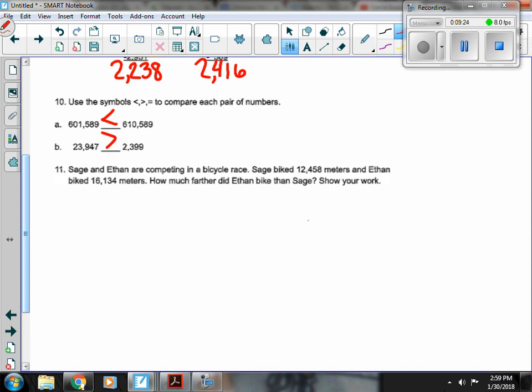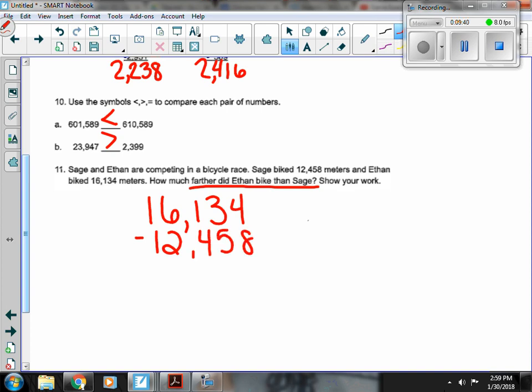And the last one, we're competing in a bike race, and then how much farther did Ethan bike? Farther means subtract, so I'm going to take 16,134 and subtract 12,458. Can't do that, so I need to borrow.